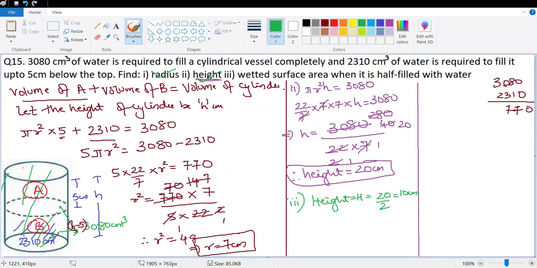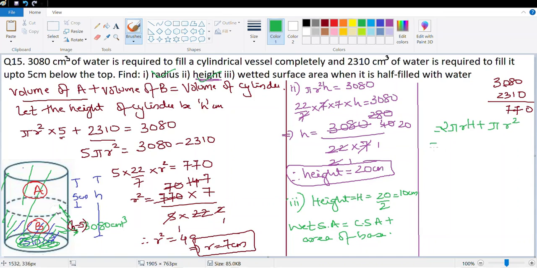Now what they want us to calculate is the wet surface area. So wet surface area would be equal to curved surface area plus area of the base. Like we've done a question like this, the area which gets wet is basically the curved surface area and the base. So in this case, curved surface area would be equal to 2 pi r h plus area of base, which is pi r square.